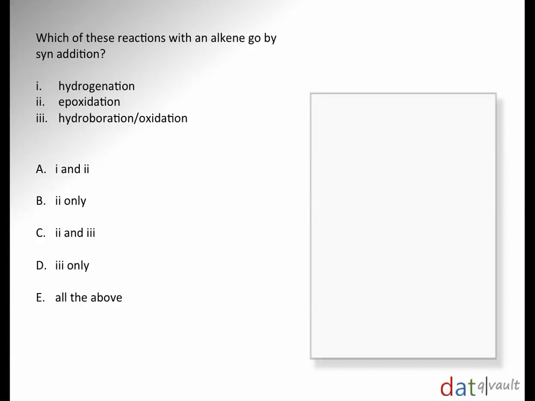So the answer to this question is actually going to be E, all of the above. Hydrogenation, epoxidation, hydroboration, oxidation all go by syn addition, which is the addition of the atoms in the reaction to the same side of the alkene.